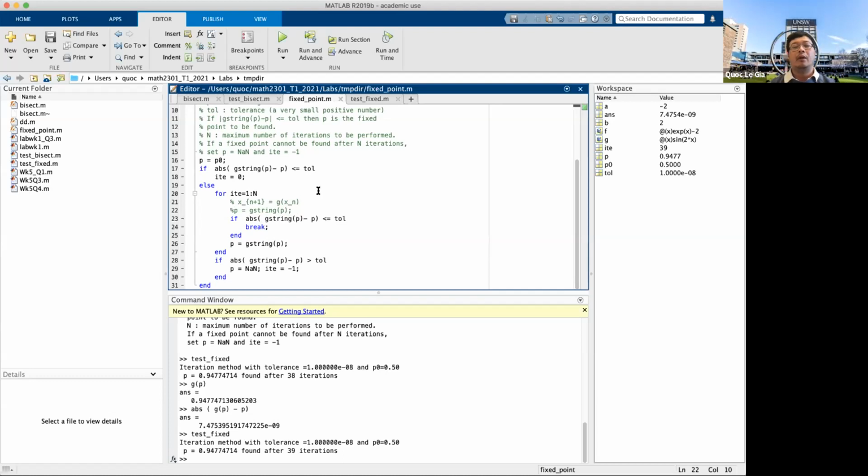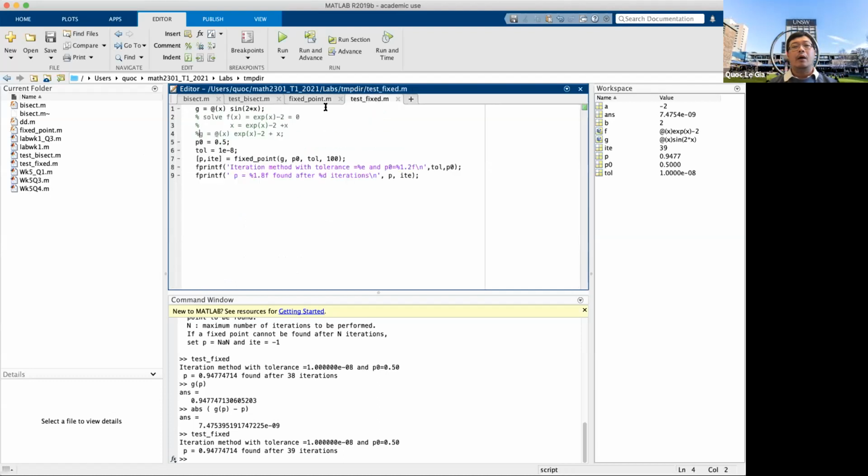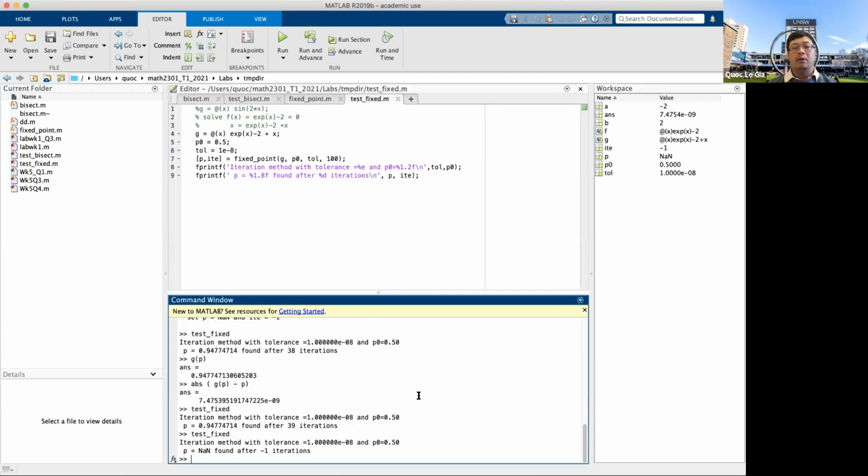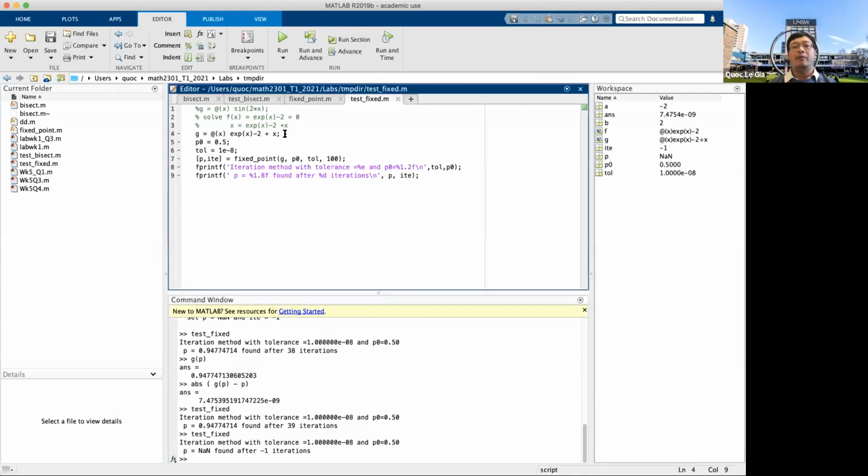Okay, so now we can leave it like this. Now suppose I want to change the function g to be this. Then I run it and see whether it works or not. You see, now it doesn't work. Before, you had a function that gives you a solution, but now it just blows up. After 100 iterations, it doesn't find a solution.